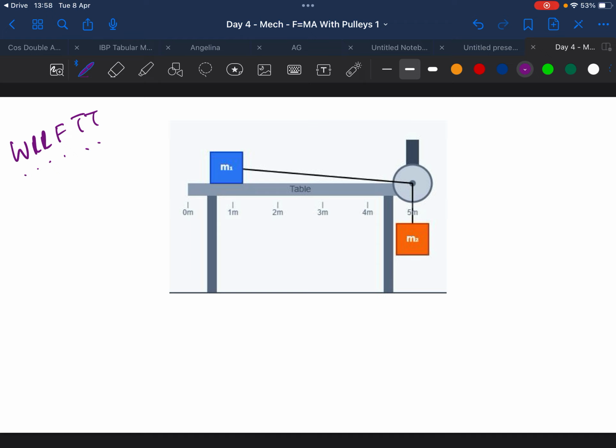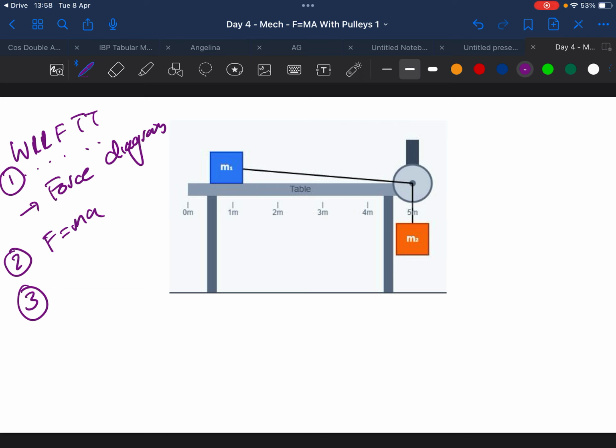So we're going to think about those, use them to make our force diagrams, okay? What will we do after our force diagrams? Well, typically we're going to use F equals ma for both, okay? And then whenever they're connected, we tend to get a situation where we can add the equations.